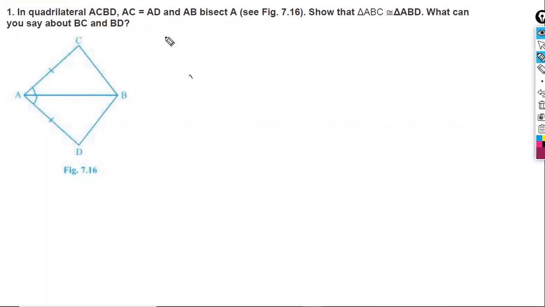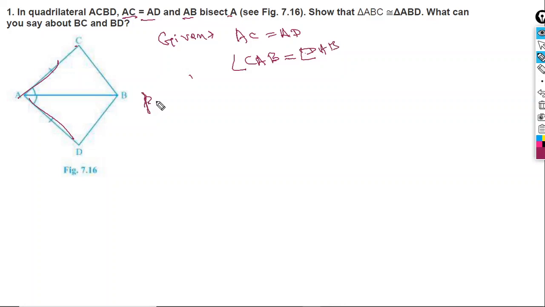So first we will see what is given. Given: AC equal to AD. Write it. AC equal to AD, located in the figure. AB bisects angle A. That means you can write angle CAB equals angle DAB. So this much is given to us. Now prove.